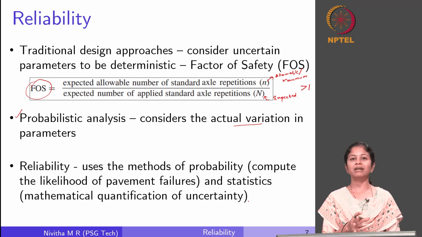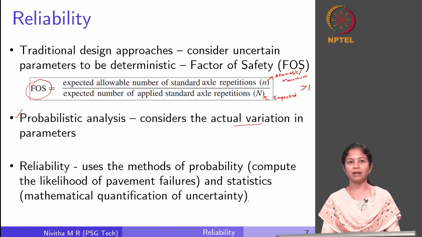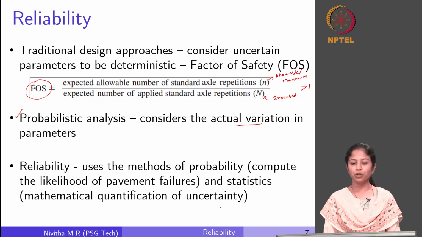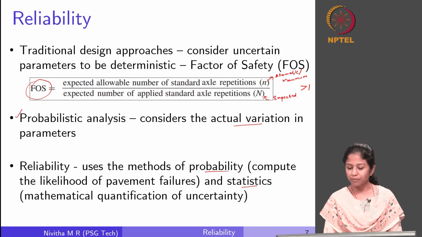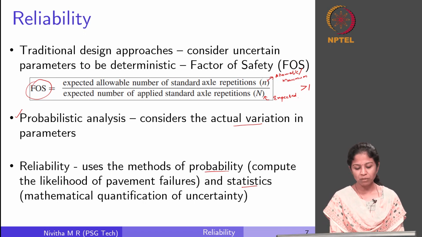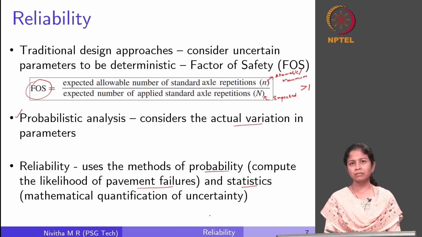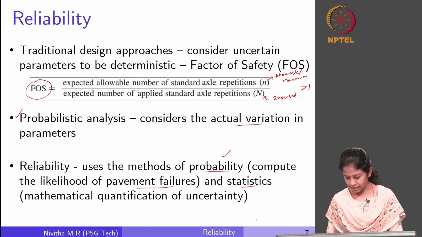So, we can be more certain that the probability of failure will be less when the actual variation of material parameters is incorporated into the design process. This reliability uses the methods of probability and statistics. So, what is this probability? We use probability to compute the likelihood of pavement failure. What is the probability that the pavement will fail? To compute that, we use the basics of probability, and we use statistics to arrive at a mathematical quantification of uncertainty. So, this reliability is built on the concepts of probability and statistics.